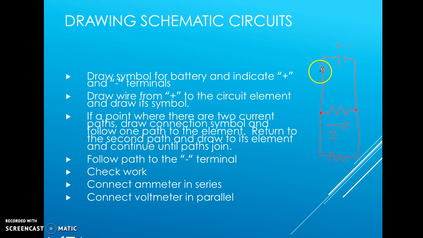Yes, they do. So they can take the first path through the first resistor or the second path through the second resistor, always flowing back to the negative terminal of the battery. We're going to connect ammeter in series and the voltmeters in parallel, which we will talk about once we define those terms.